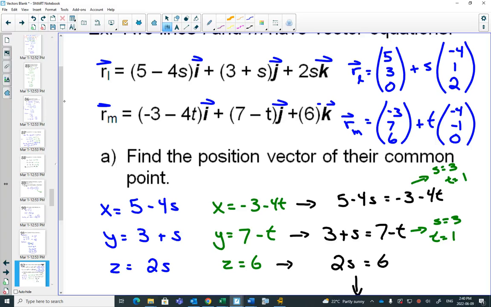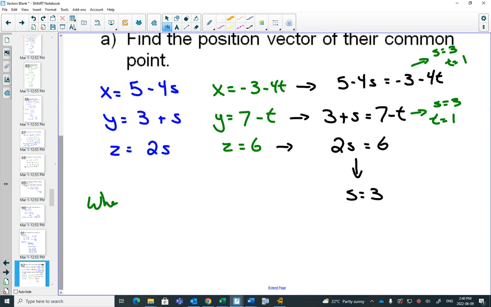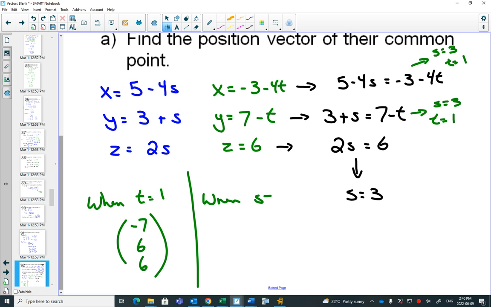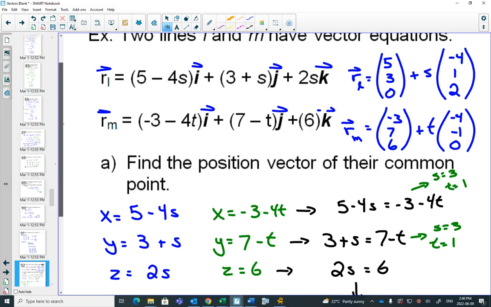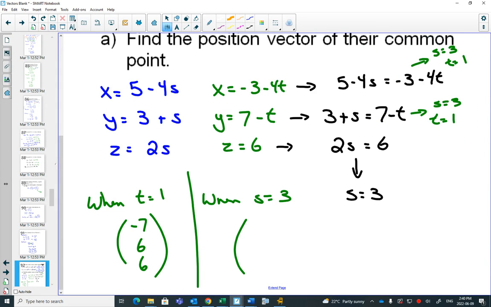If you plug in t equals 1, do you see that you get the point negative 7, 6, 6? And if you check the equation when s is equal to 3, you would get negative 7, 6, 6. So that is another way that you can verify that your numbers work. If that point is on both lines, it should work on both lines.